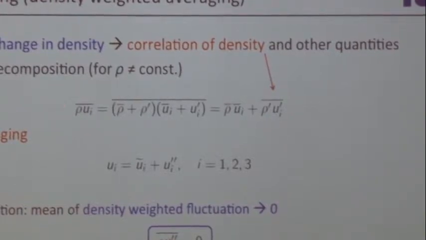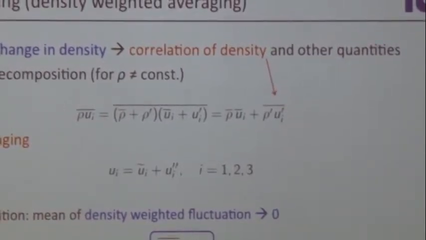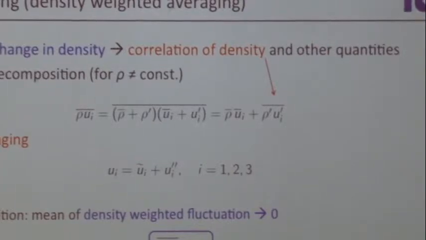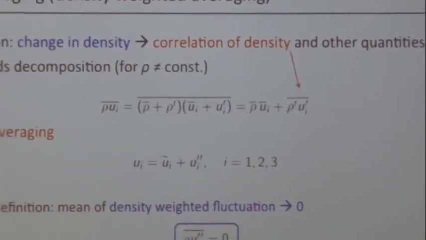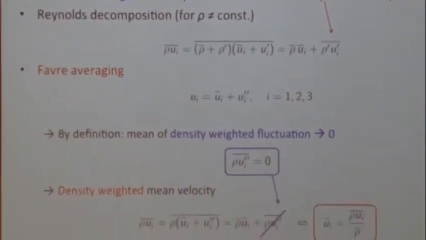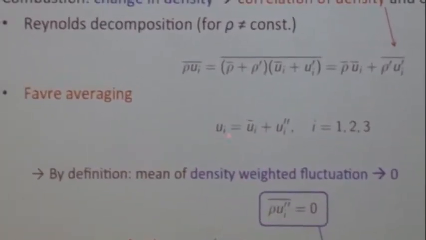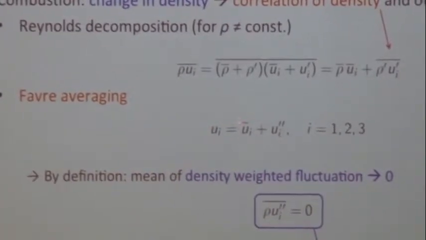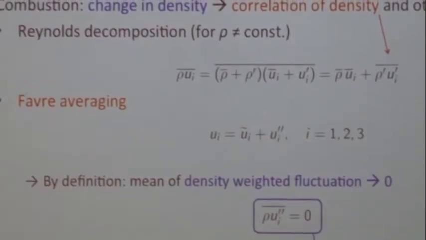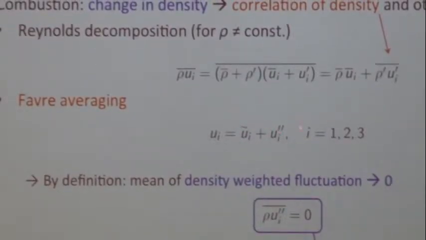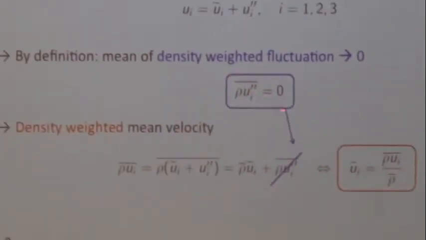Okay, and if you take an average of rho u, you always get 2 terms. That's messy. So there's a different averaging technique. It's called the Favre averaging. And that Favre averaging is just defined in a way that you don't get this term. That's all it is. We write the mean with a tilde, and then the fluctuation with a prime. And it's defined that rho times u prime mean is 0.